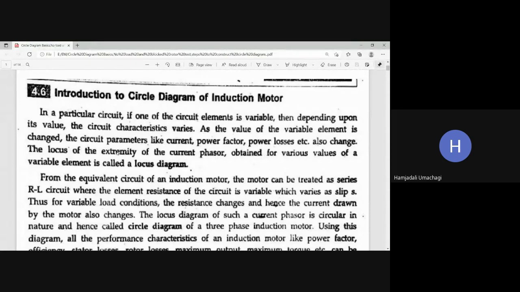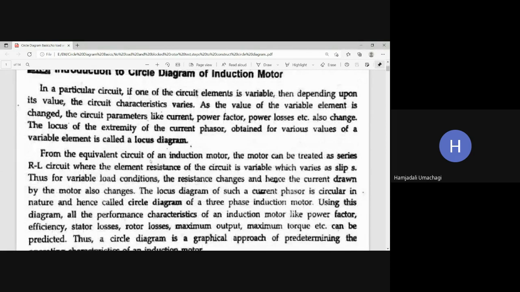The locus of the extremity of the current phasor obtained for various values of the variable element is called a locus diagram. So usually if one of the parameters is variable, the current phasor keeps on changing. The extremity of that current phasor, whatever locus we get for the current phasor depending upon the variable element, that phasor diagram related to the current, we call it a locus diagram.